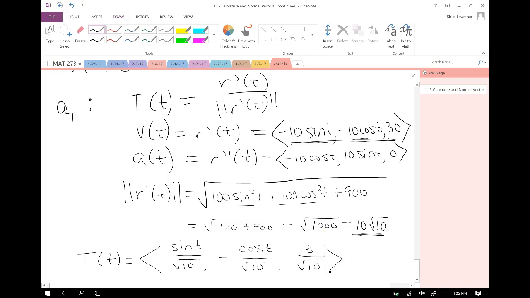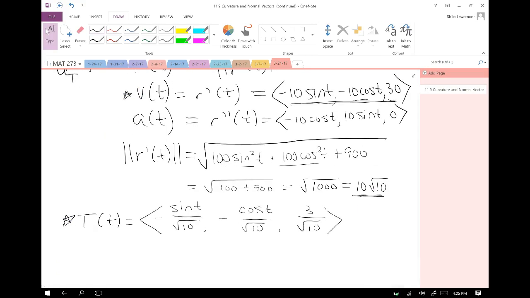And we want to dot this T of t with A of t to get our A sub t. Nope, I'm sorry, I've said that twice now. We want to dot it with A. A sub t is A dot T.